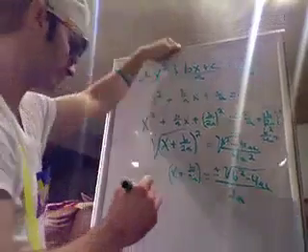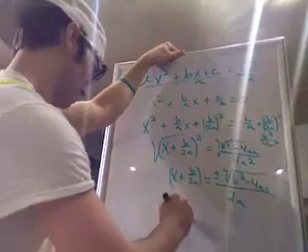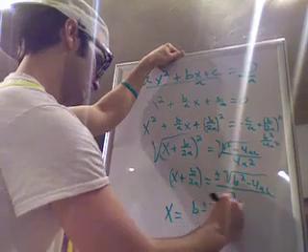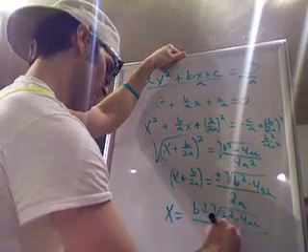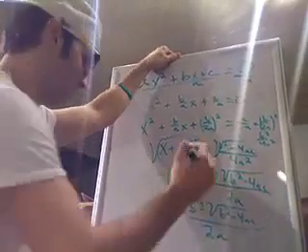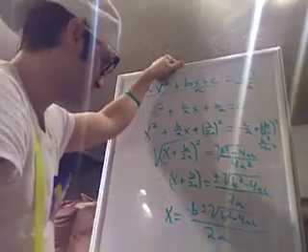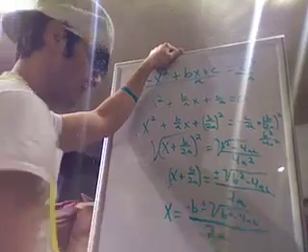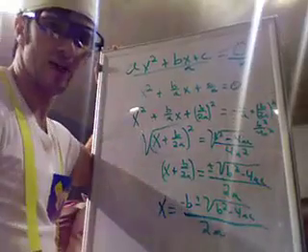Now we're going to subtract b over 2a from both sides. So we get x equals negative b plus or minus the square root of b squared minus 4ac, all over 2a. And there you go. That's the quadratic formula. That's going to give us our x-intercepts.